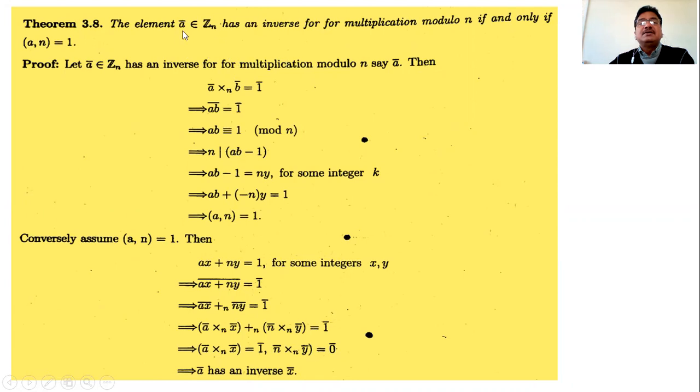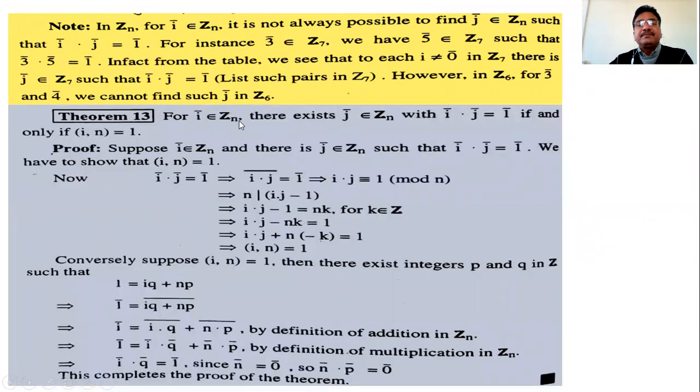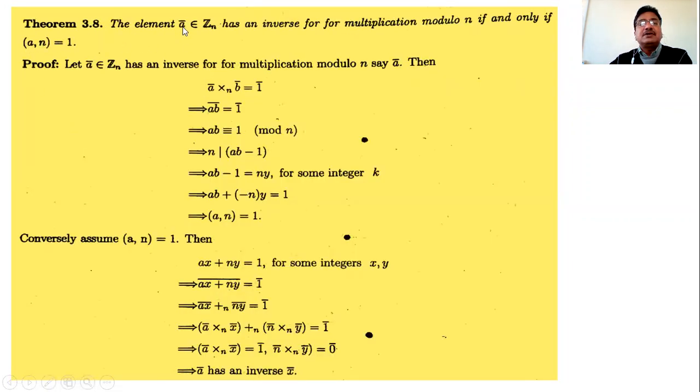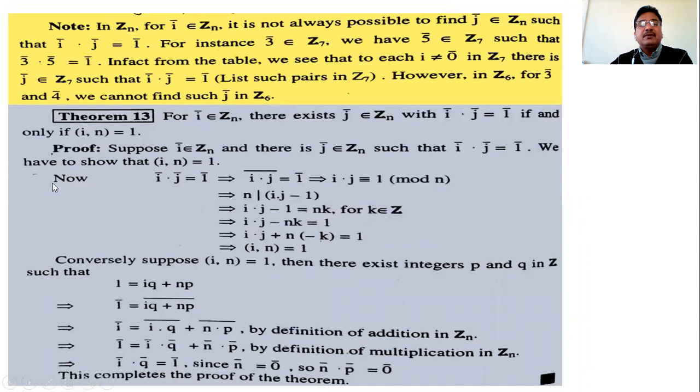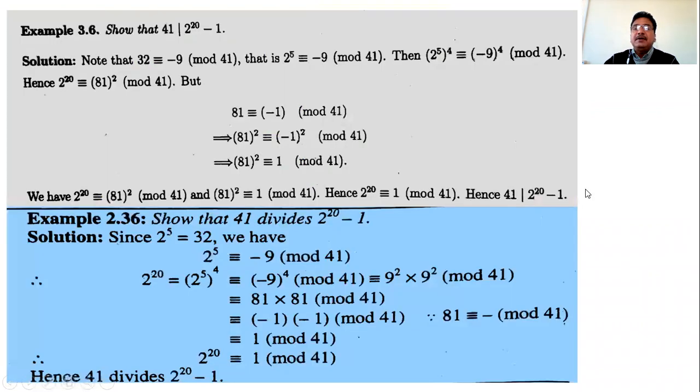The notations are different. Here the notation is I bar, and there exists J bar in Zn such that I bar times J bar is equal to 1 bar. It means the multiplicative inverse of I bar exists in Zn if and only if the greatest common divisor of I and N is 1. Here the notation is A in the other theorem, and in this theorem the notation is I. So the theorem is of the type if and only if, so the proof is in two parts. In the first part, assume that the inverse of I bar exists and suppose it is J bar, and then prove the greatest common divisor of I and N is 1.